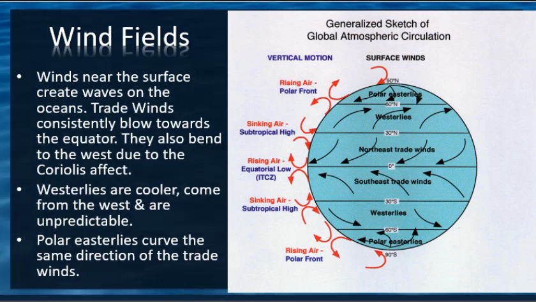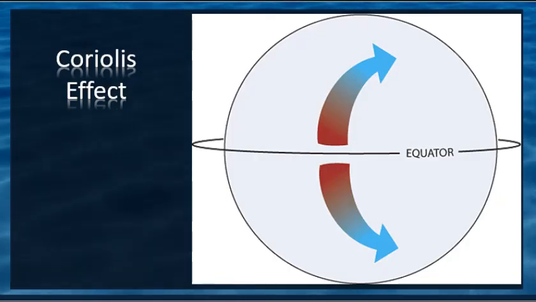We don't know. All right, so winds near the surface create waves on the oceans. There are something called trade winds that consistently blow. They come from the west, are unpredictable. Polar easterlies curve down here at the top and bottom, the direction of the trade winds. Okay, and all of that also affects weather patterns. So that would contribute to that as well. So if we have Coriolis, we're going to see a turning like this.